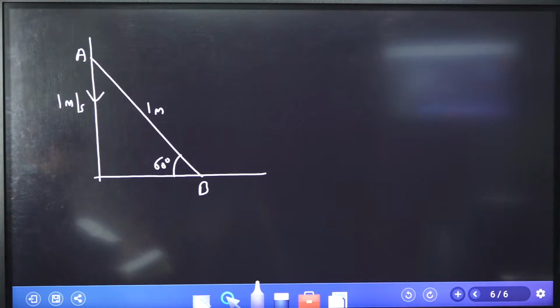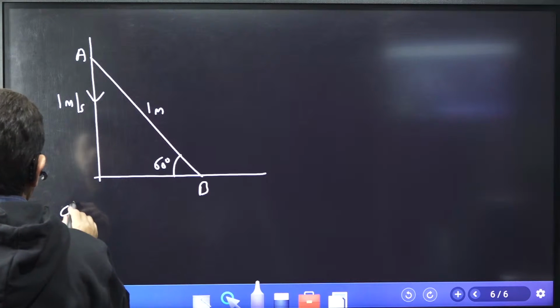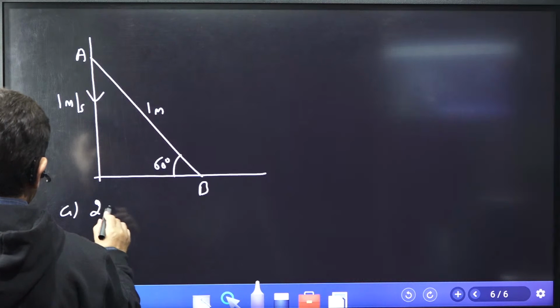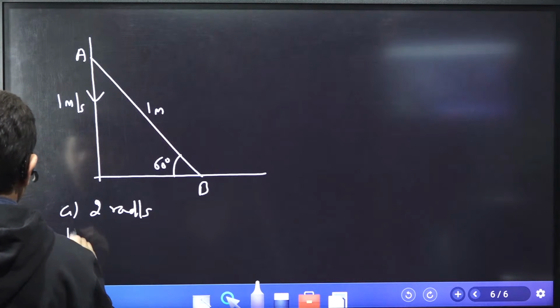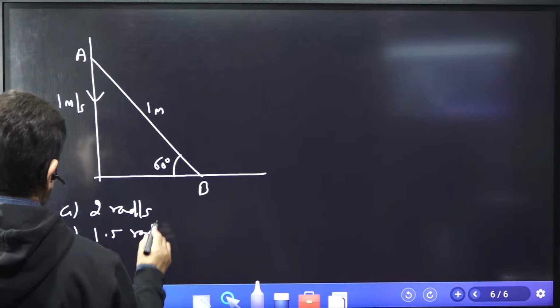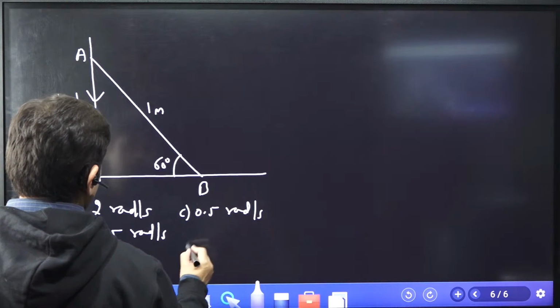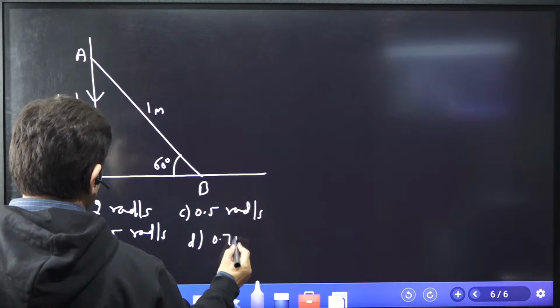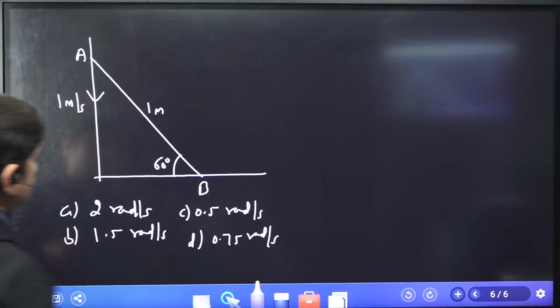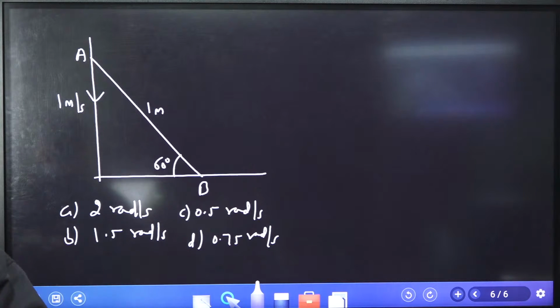You know what is the question? If this angle is given 60 degree, rod is of length 1 meter, velocity at A is 1 meter per second, find the angular velocity. What is the angular velocity of this rod? Answer is 2 radian per second. Second is 1.5 radian per second. Then it is 0.5 radian per second. Then it is 0.75 radian per second. So these are the 4 answers given to us for this particular question, right? This is given to us. Now, how to find it out?